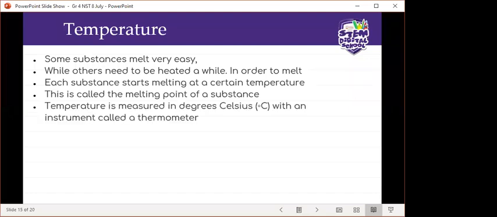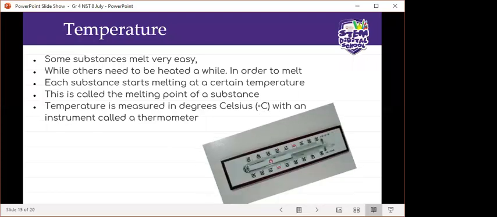And then temperature is measured in degrees Celsius. Okay. This is how you identify temperature with an instrument that we call a thermometer. And here we have an example of a thermometer.